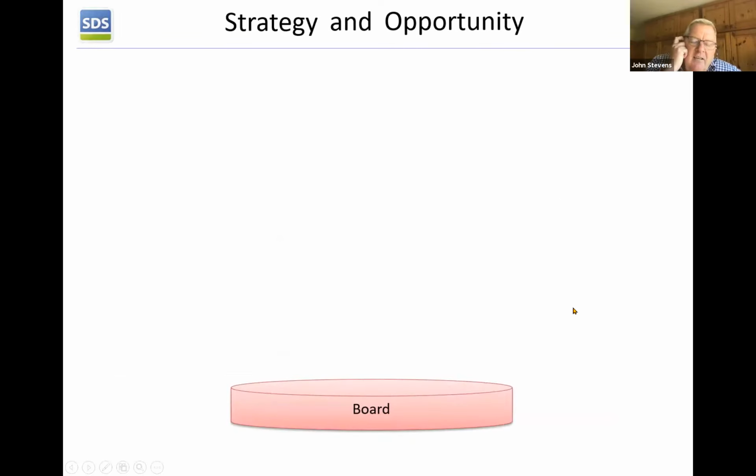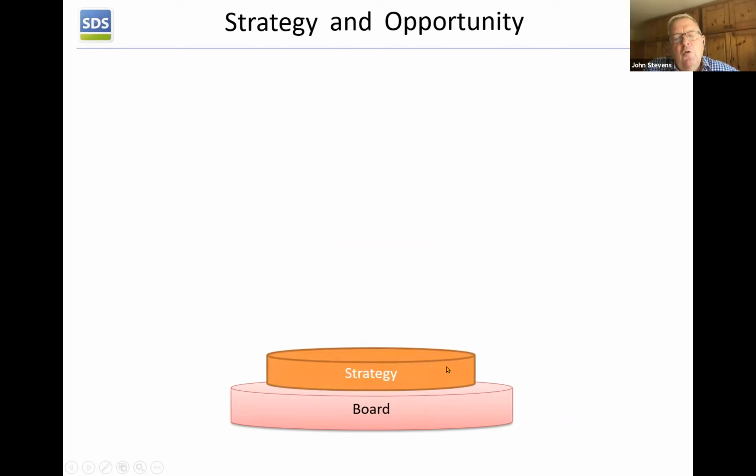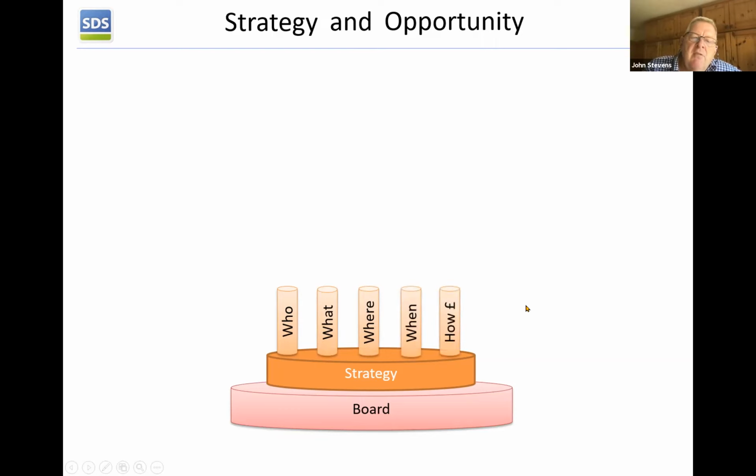Now, what I'm talking about here is strategy and opportunity. Hopefully you have a board on a firm foundation, whether it's a cabinet or a committee, but you have some decision makers, and they put together your development strategy for you, so your decisions about what you develop are based on firm foundations. This development strategy will tell you who you're going to build homes for, what tenures you're going to use, where they're going to be, when you're going to do it, and how you're going to afford it, i.e. what facilities you have financially.